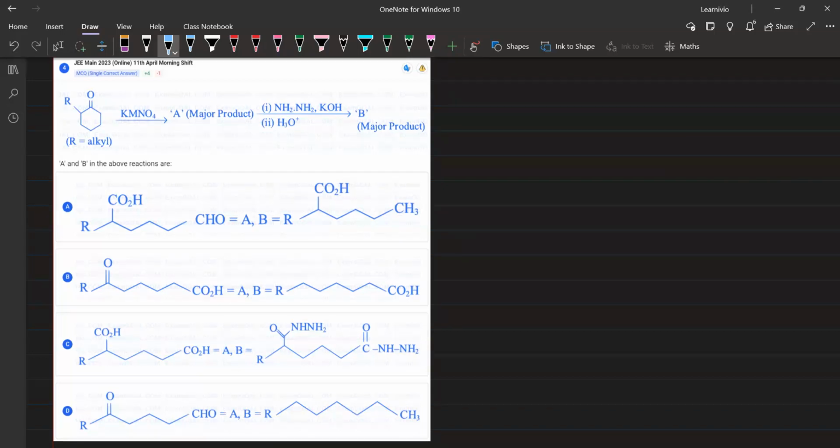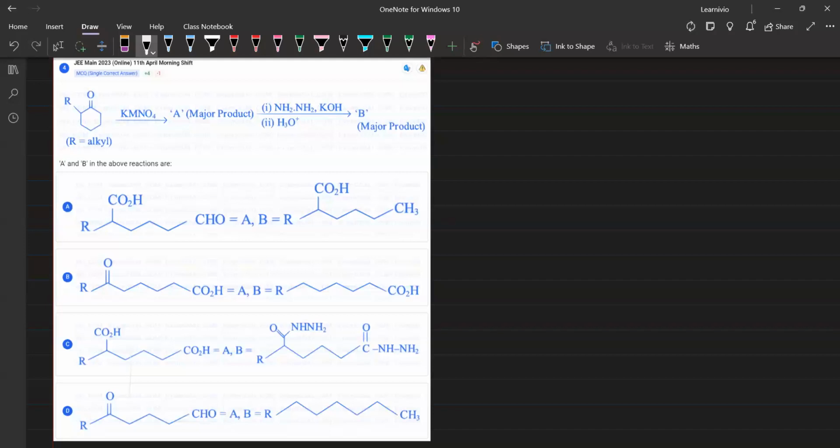See guys, first of all, KMnO4. Obviously KMnO4 is an oxidizing agent, so after oxidation you will get some carboxylic acid type of product, right? Now one thing that you should understand is that ketones do not get oxidized easily. Okay, they do not get oxidized easily. So what will happen? You can see all of these different forms you are having there.